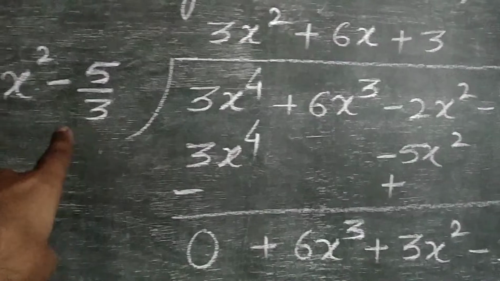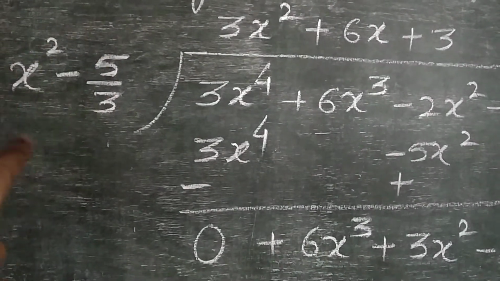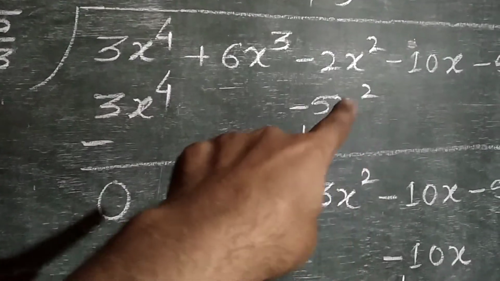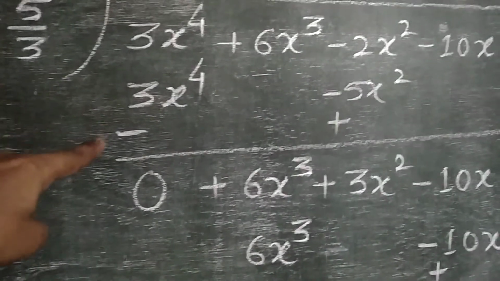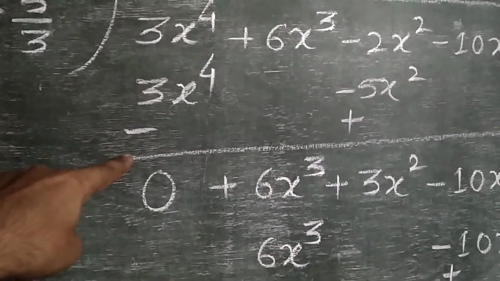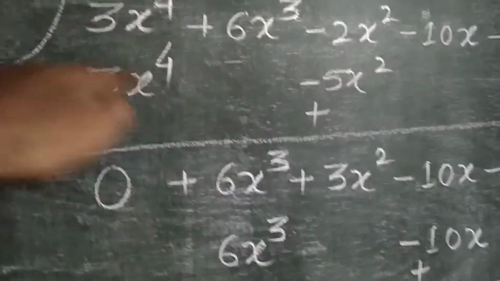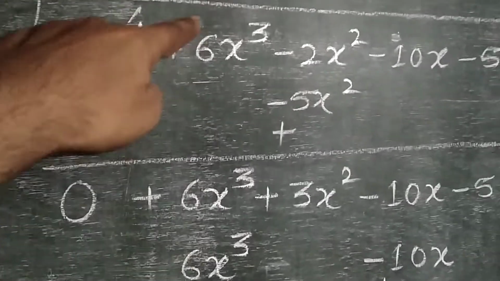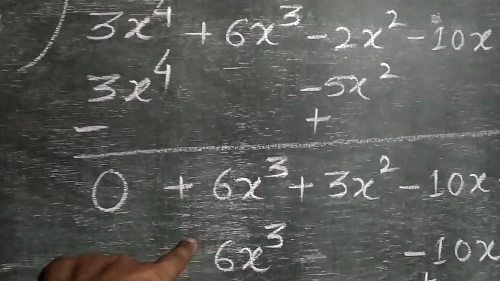Multiply this 3x square with all the terms of the divisor. So we will get 3x to the power 4 minus 5x square. On subtracting, the sign will change. So minus and it will become plus. This will cancel each other. So we will write here 0. 6x cube will be as it is.